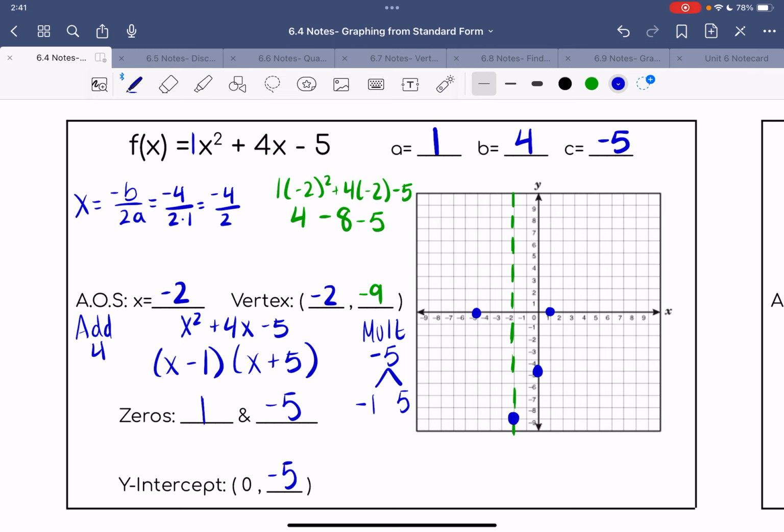And then I can go ahead and reflect that or mirror that to the other side of my axis of symmetry. That's currently 2 to the right, so I need to go 2 to the left and put a dot right there. Okay, I'm going to go ahead and connect all that together in a nice U-shaped parabola. And that is it for 6.4 notes.